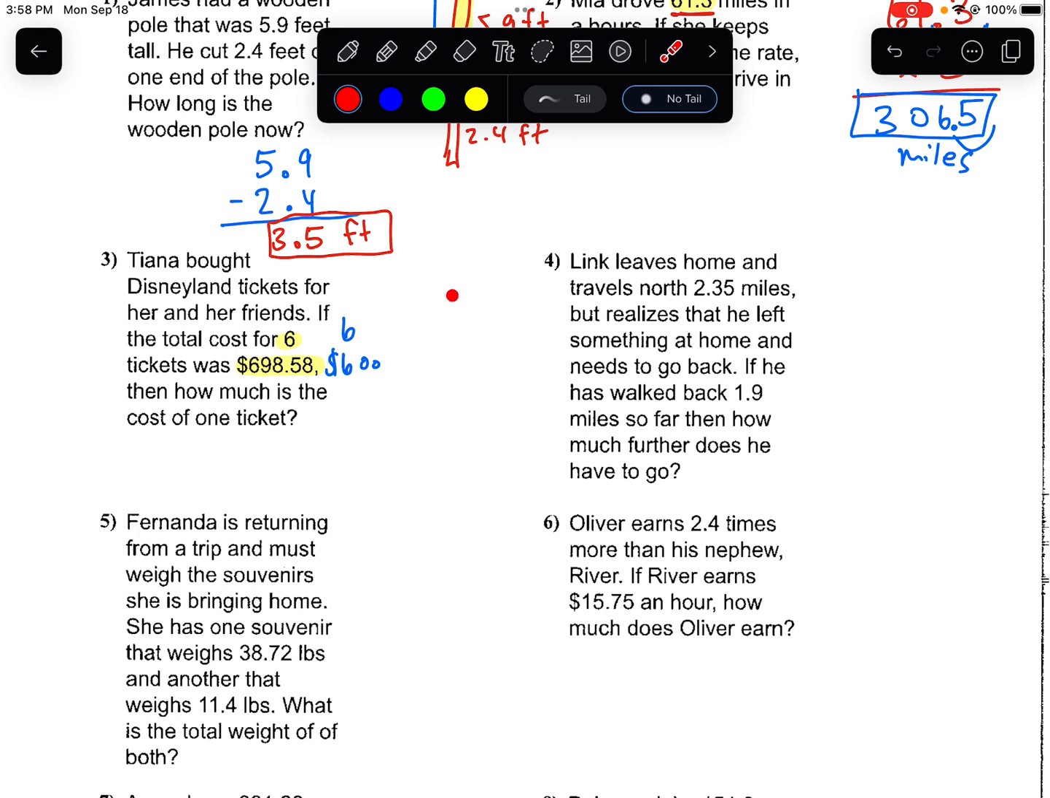How do you get 100 from 600? Well, if I did 600 divided by 6, that would get me 100, right? 600 divided by 6, that would be 600 inside, 6 on the outside, and that would get me 100. So our numbers are not 600 and 6, they are 698.58 and 6. So the number that needs to go on the inside would be 698.58.